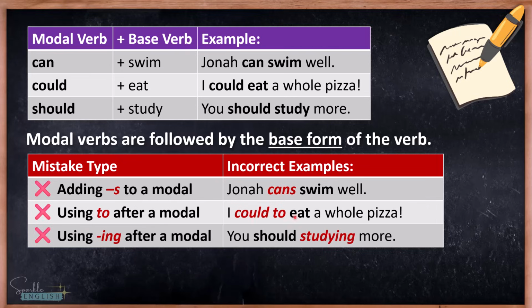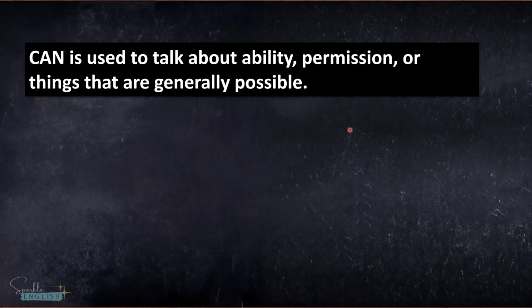Another common mistake is using to after a modal. I could to eat a whole pizza. That is incorrect. I could eat a whole pizza. Another common mistake is using ing after a modal. You should studying more. That would be incorrect. You should study more. So remember that with modal verbs, they are always followed by the base form of the verb.